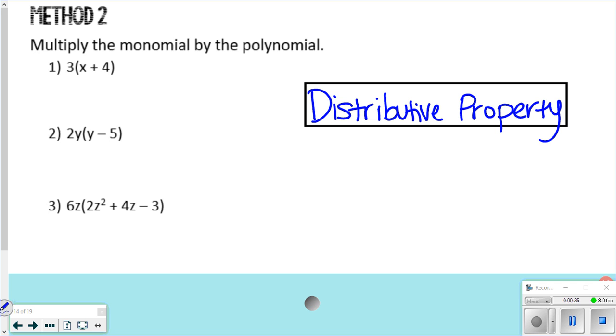We are going to distribute that to the x and to the 4. And what that means is we are going to multiply. So 3 times x is 3x. 3 times 4 is 12, and that's our final answer.